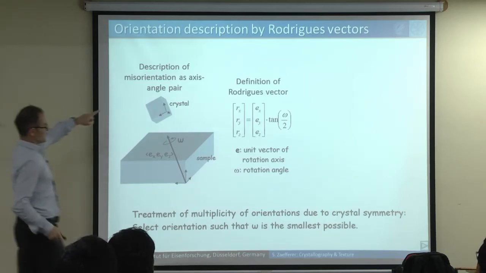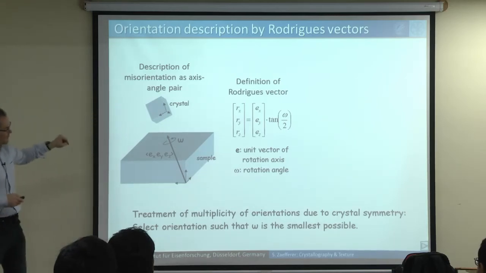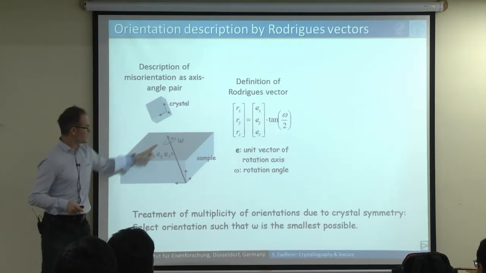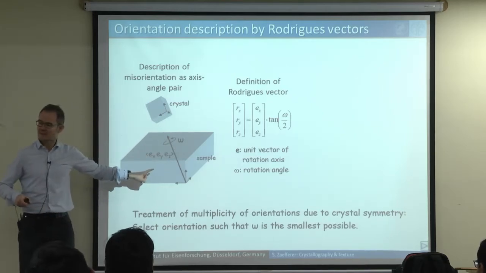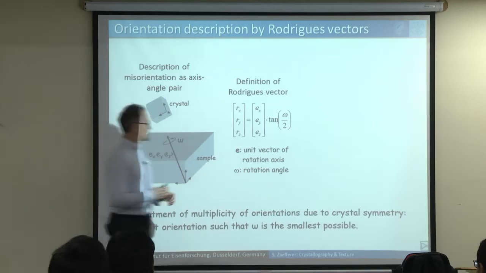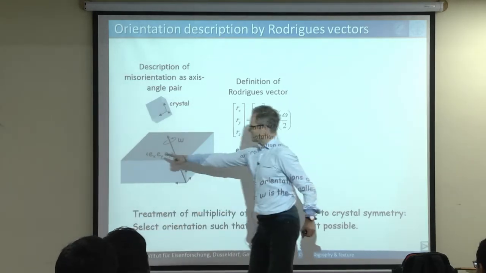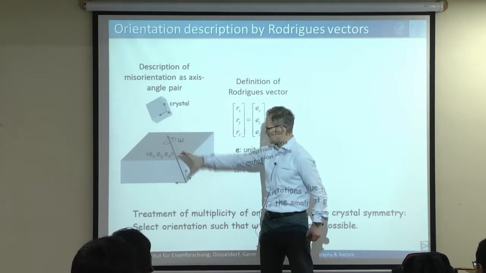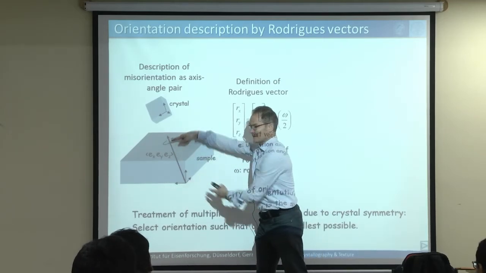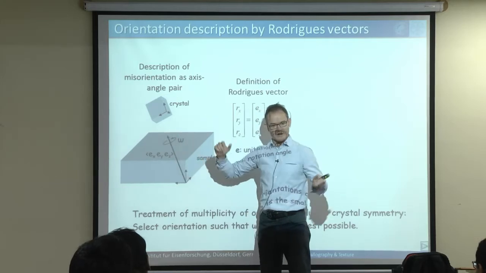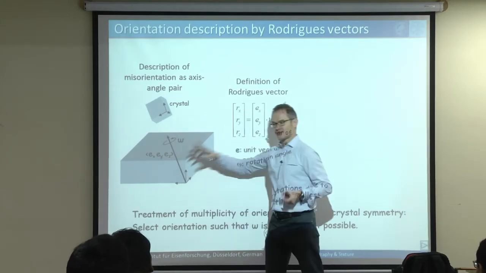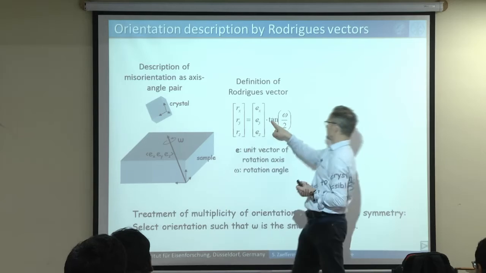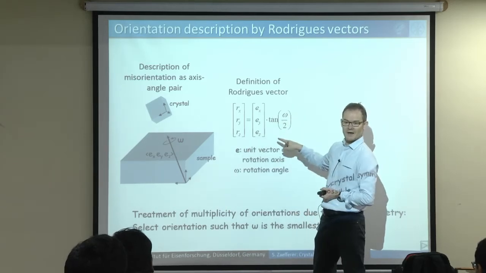You say, I define a vector which contains omega and the directions in one thing. And how do you do that? Actually, you first make this vector and normalize it. That means you bring it to the length 1. That's very simple to normalize a vector. And then you multiply this vector of length 1 with the tangent of the half omega angle.